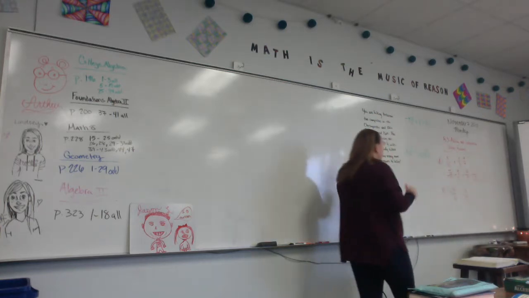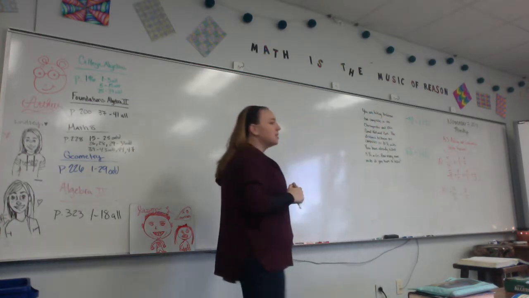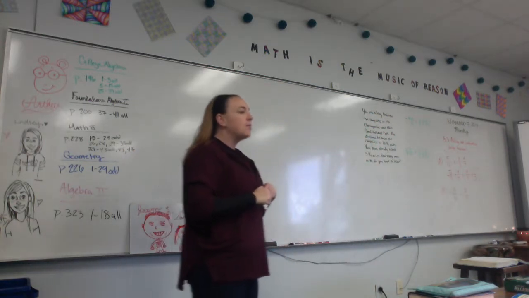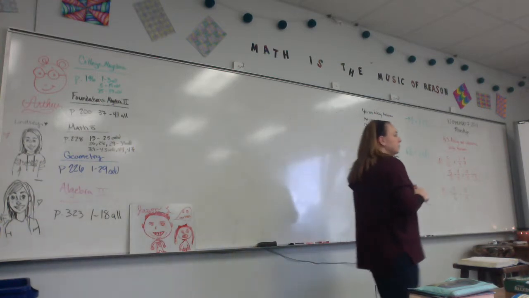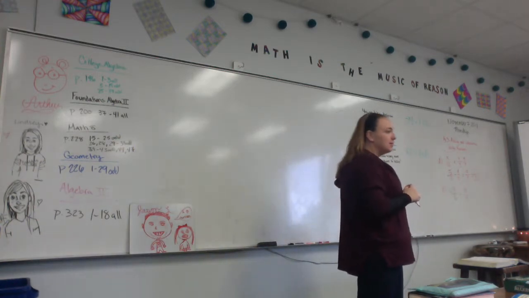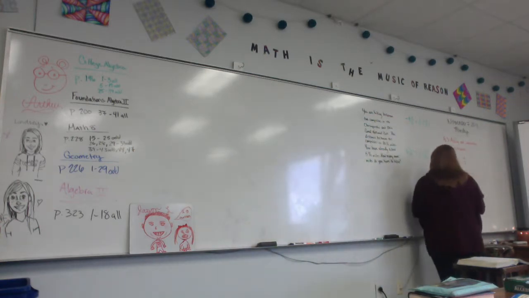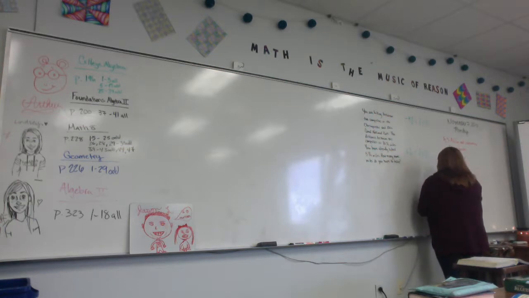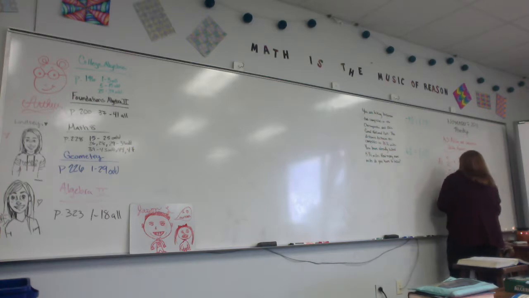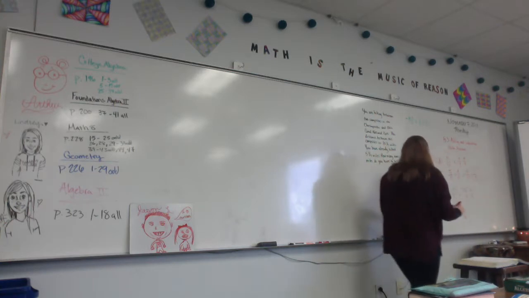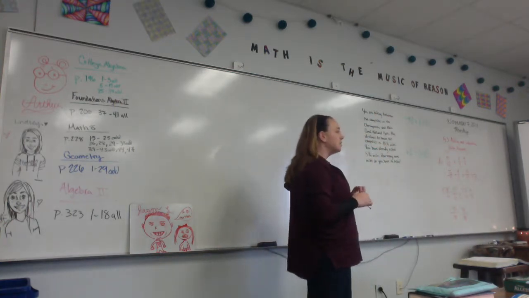Okay, now I have negative 5/6 minus 7/9. What's my common denominator, Carter? 18. So what do I have to multiply negative 5/6 by to get to 18? 3. Okay, so that changes this to negative 15 over 18. What do I have to multiply this by to change it to 18? 2. And that changes this to 14 over 18.